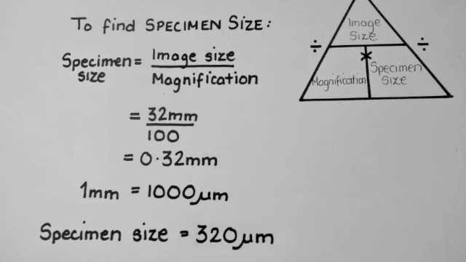So if you divide that by the magnification of the drawing, which was 100, and that information is given to you, it gives you a specimen size of 0.32 millimeters. Recalling that 1 millimeter is 1000 micrometers, you can multiply the 0.32 millimeters by 1000 to get the specimen size in micrometers, a final answer of 320 micrometers.